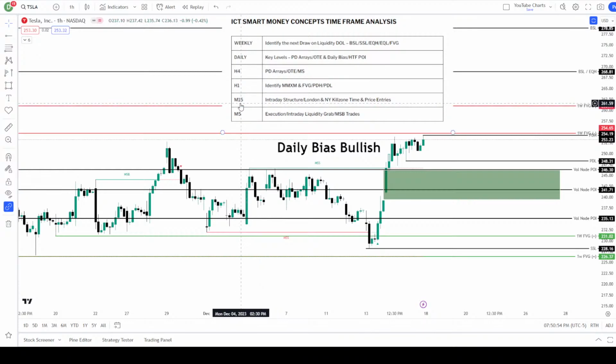So the last things we're going to do, we're going to drop into the 15 and the 5. Now, for those of you who are day traders, these are your high time frames. It's very important to know what your objective is with trading and what time frames you're supposed to be watching.